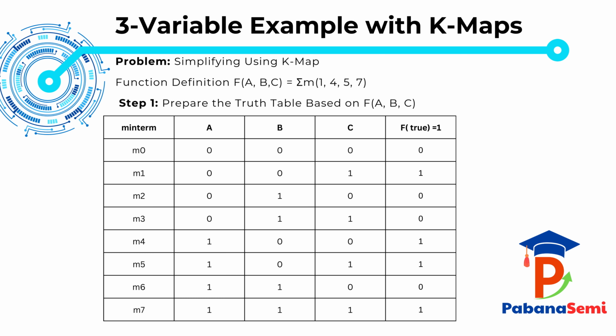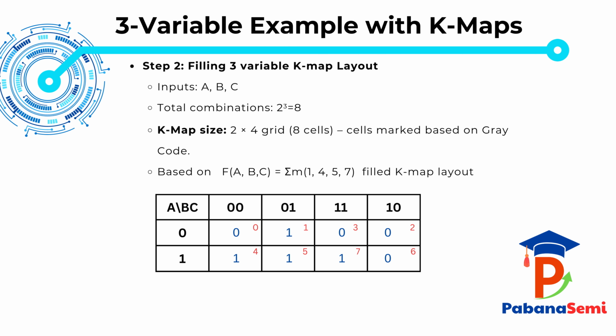Understanding the table. This truth table now clearly shows which input combinations make the output true and which combinations make the output false. This table is the bridge between the Boolean function and the Karnaugh map. Step 2. Filling the 3-variable Karnaugh map layout. Understanding the setup. We are working with 3 input variables, A, B, and C.